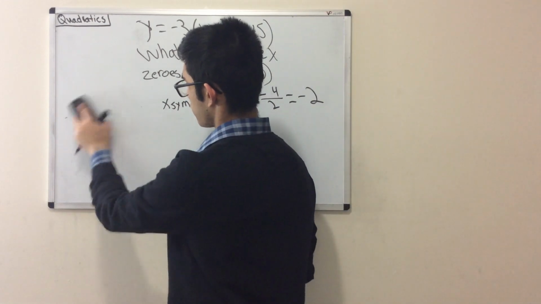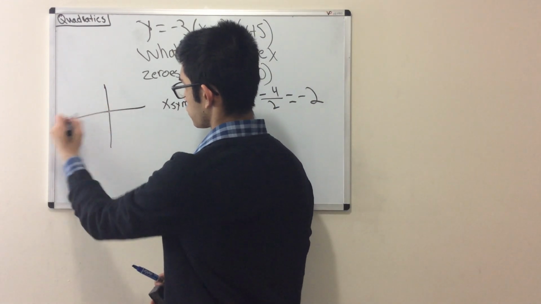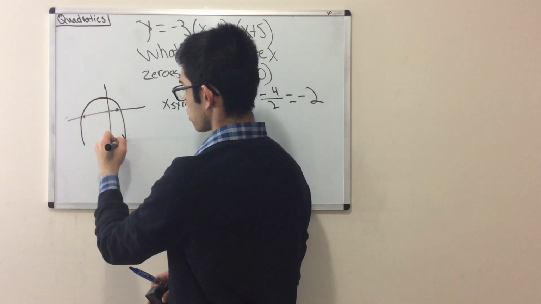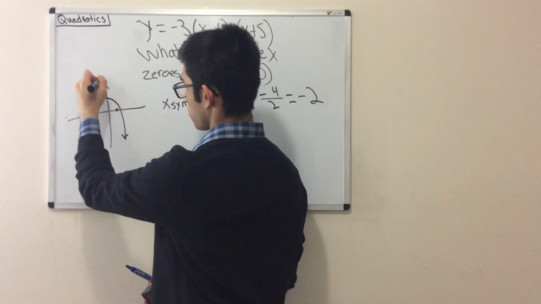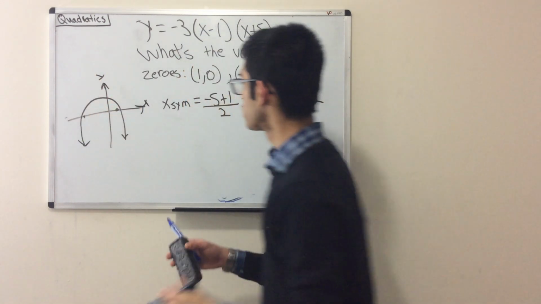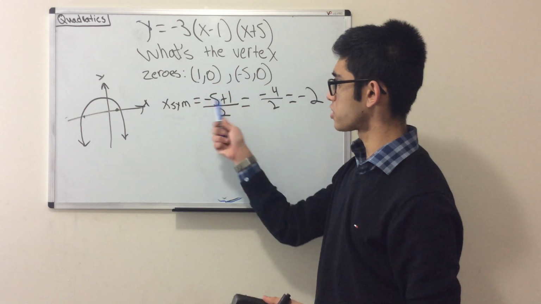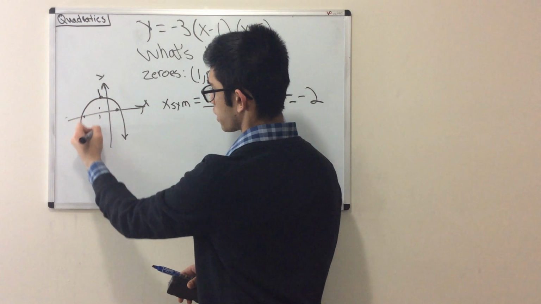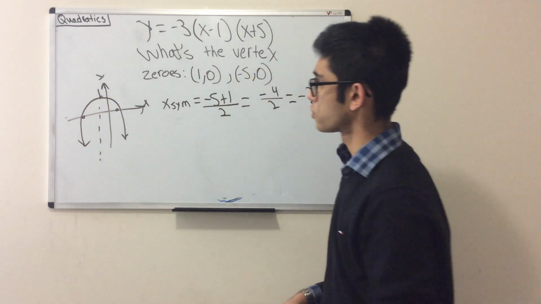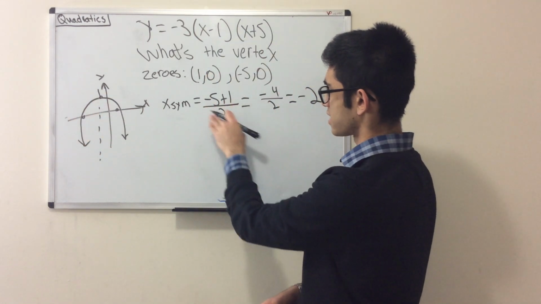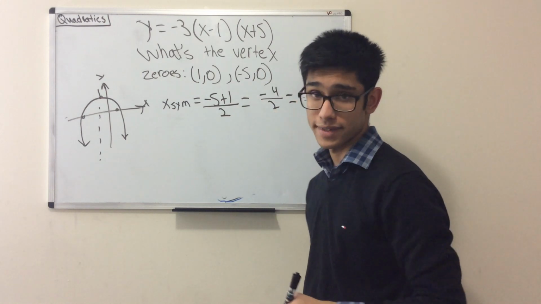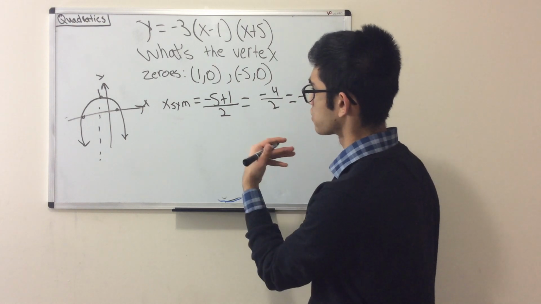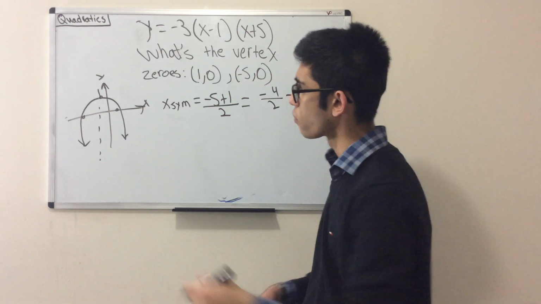Now I'm actually going to change this graph a little bit, because it's pretty bad. Actually, (1, 0) is somewhere like here and (-5, 0) is there. Again, what did I do here? I added my two zeros, -5 plus 1, and divided by 2, because I'm trying to find that point there where I cut it in half. To get that, I added the two x's together, divided by 2, and I got -2. So now that I know my axis of symmetry, I know the x-coordinate for the vertex.